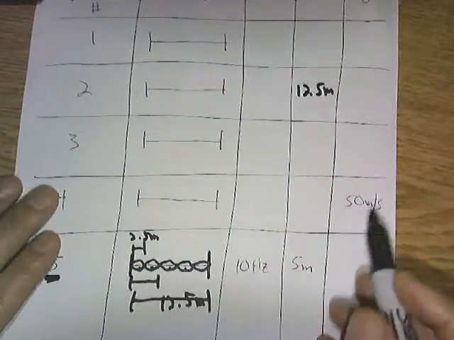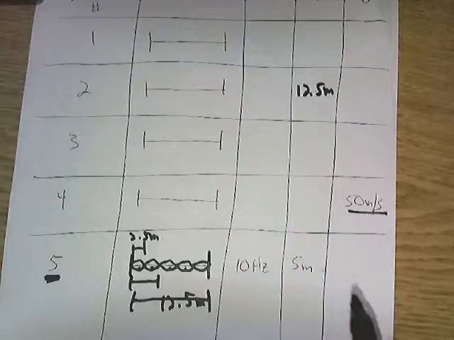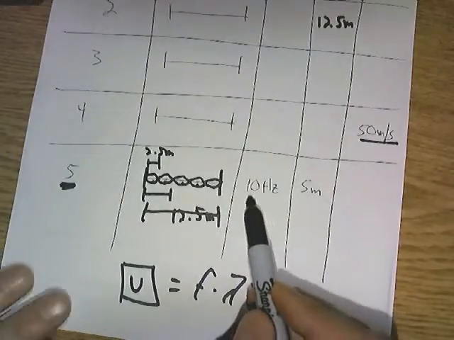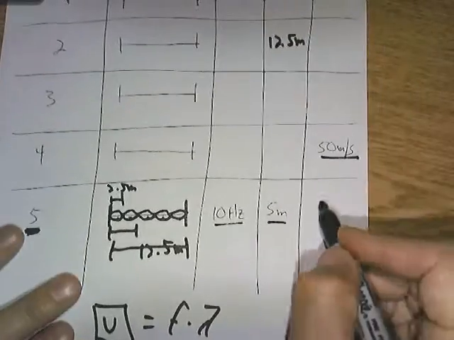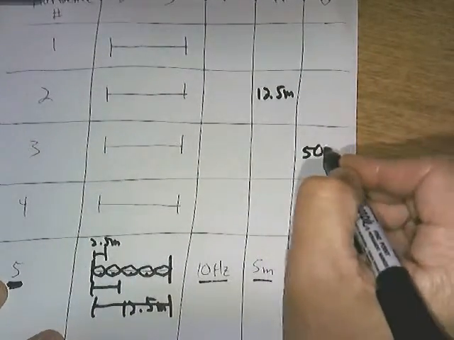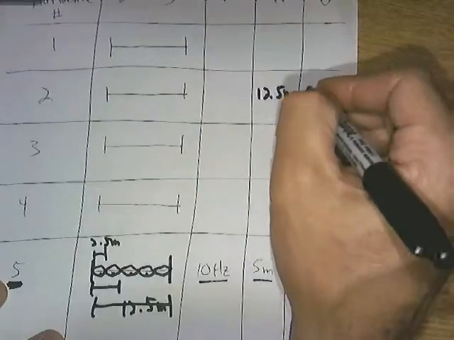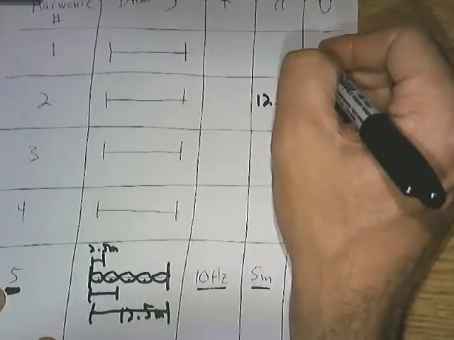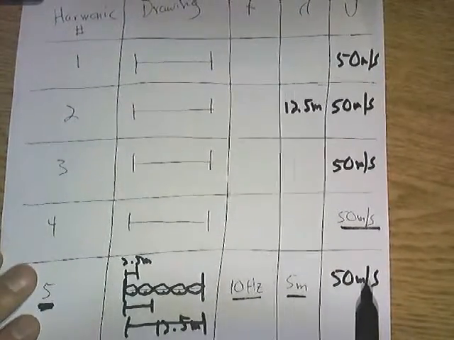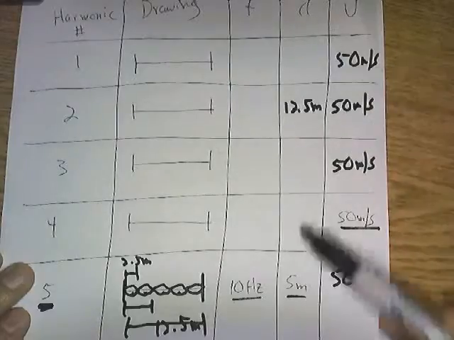Now, there's something else I can do. I know that my wave speed's provided here, but I can also calculate by taking my frequency times my wavelength. So I can get 50 meters per second. So there's a couple ways in which I can do this. So I can fill in all of these. My wave speed is constant, 50 meters per second. Now, with getting all these written in here, now I can start plugging in numbers and calculating all of the frequencies and all of my wavelengths.